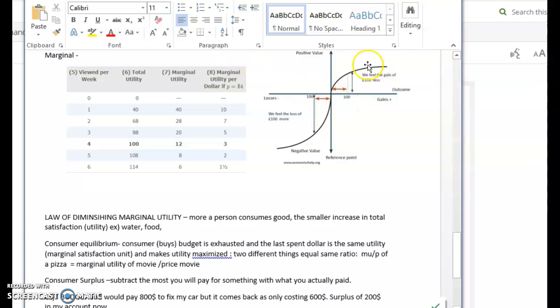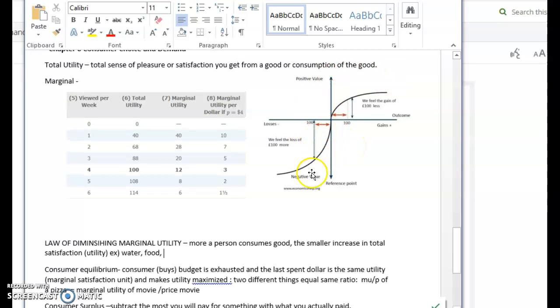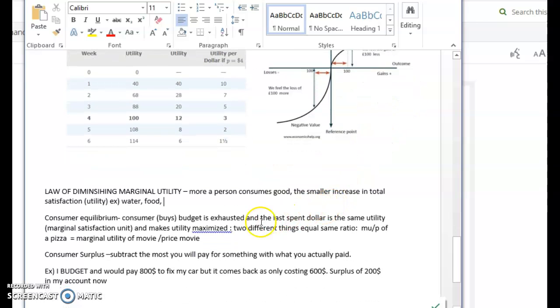This is a good graph of utility. It's the most modern use of utility and how people measure it. When bad things happen to you, it affects you a lot faster than good things. But I'll go back to that graph over and over again throughout the year. Consumer equilibrium, know what a consumer equilibrium is, and then the consumer surplus. I budgeted to pay $800 to fix my car. It only cost 600. The surplus is 200.